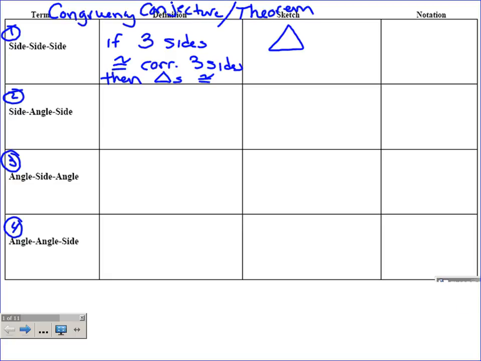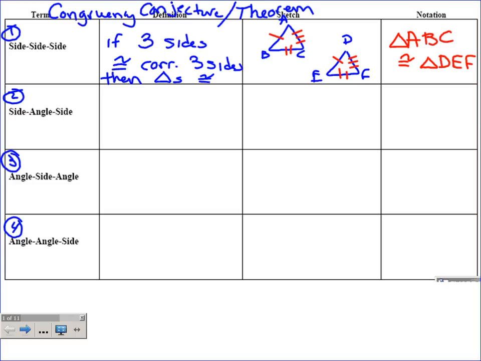So if we have a triangle that looks like this, and we have a triangle that looks like this, I'm going to label these A, B, C, D, E, and F. Simply like that. And if I have one side over here congruent to this side over here, this side down here congruent to this side here, and this side over here congruent to this side over here, then all of a sudden I can say that triangle ABC is congruent to triangle DEF. And that is a congruency statement, what I just wrote over there, the notation. So that's the congruency statement.